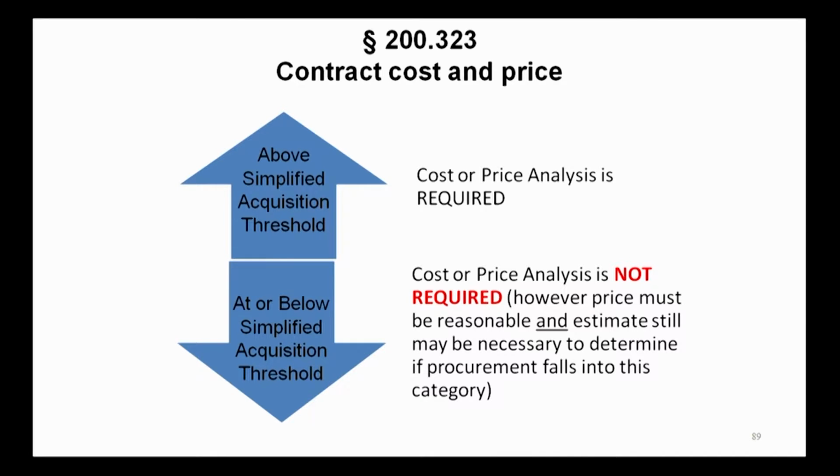Let's move on and talk about 323, contract cost and price. Okay, when is a cost and price analysis required? It is required when the procurement is above the simplified acquisition threshold, which is $150,000. So below that, a cost or price analysis generally is not required. However, you still have to determine that the cost is reasonable. And so that requires coming up with a cost estimate before you get into the procurement.